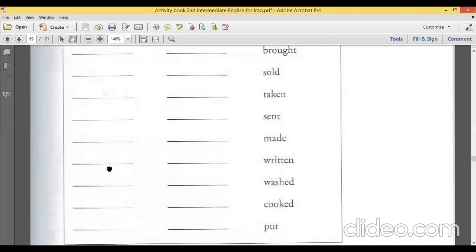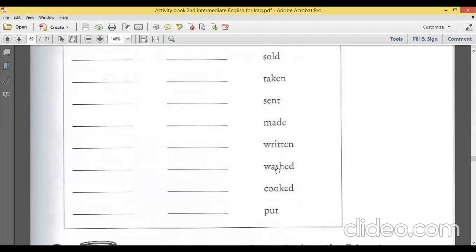What is the original form of the verb written? Right. And the past tense? Wrote, exactly. Now washed.